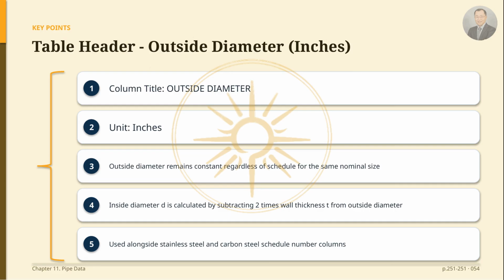The inner diameter D can be found by subtracting twice the wall thickness T from the outer diameter. This outer diameter column is used in conjunction with the schedule number columns for stainless and carbon steel to link which schedule has which thickness within the same outer diameter.